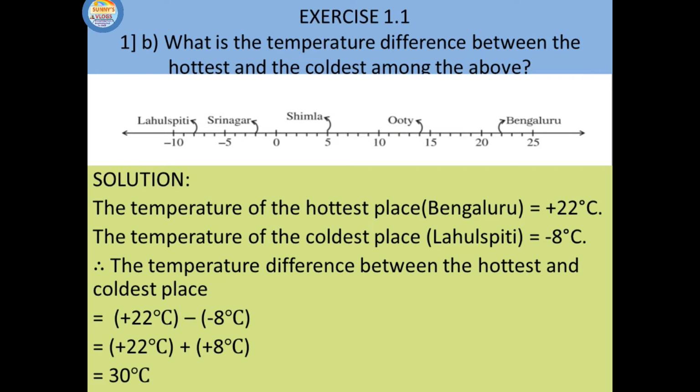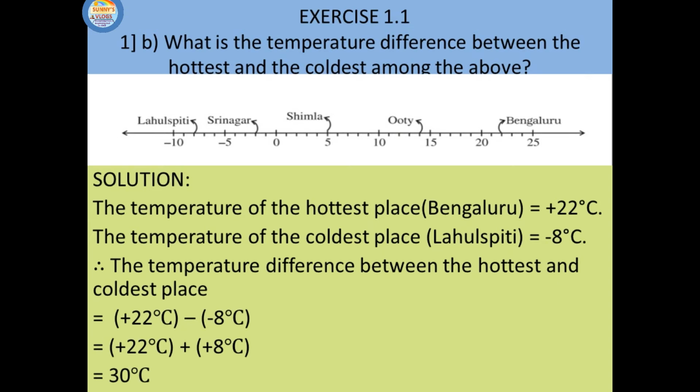So, the temperature of the hottest place, that is here Bengaluru. What is the temperature of Bengaluru? That is plus 22 degrees Celsius. Then, what is the temperature of the coldest place? Here, the coldest place is Lahul Spiti, and the temperature of Lahul Spiti is minus 8 degrees Celsius.